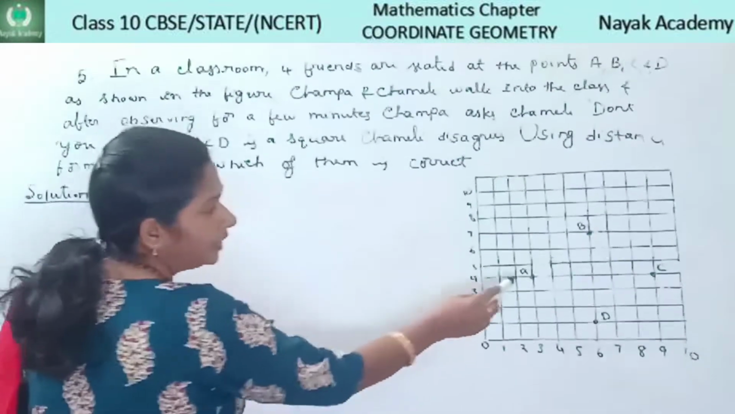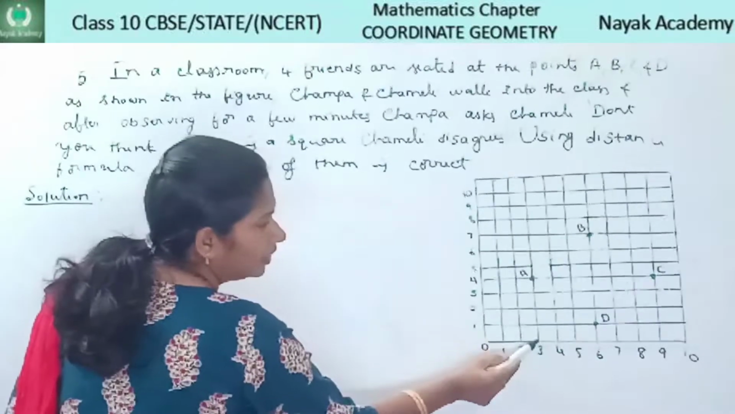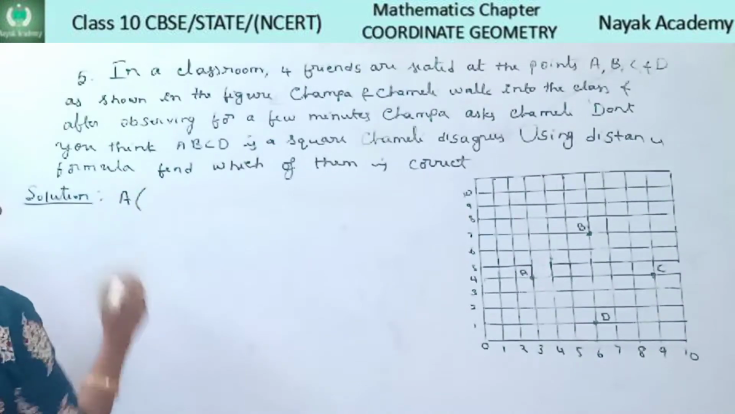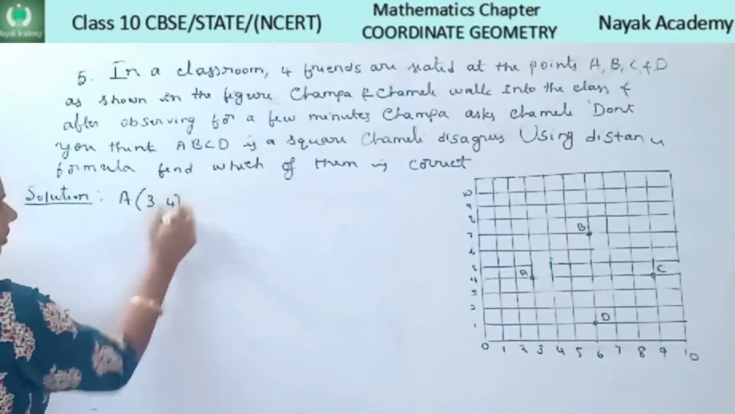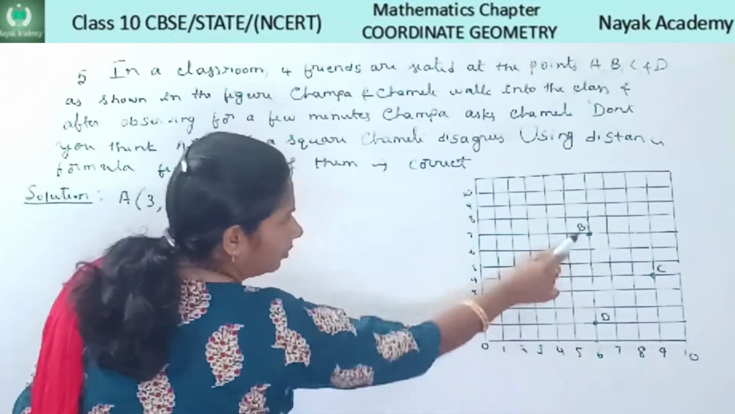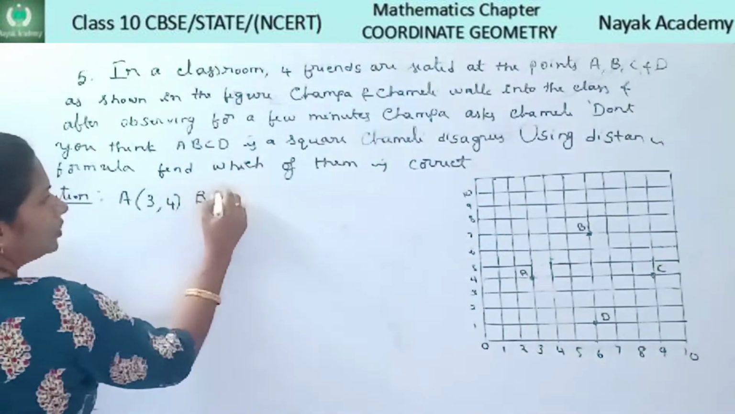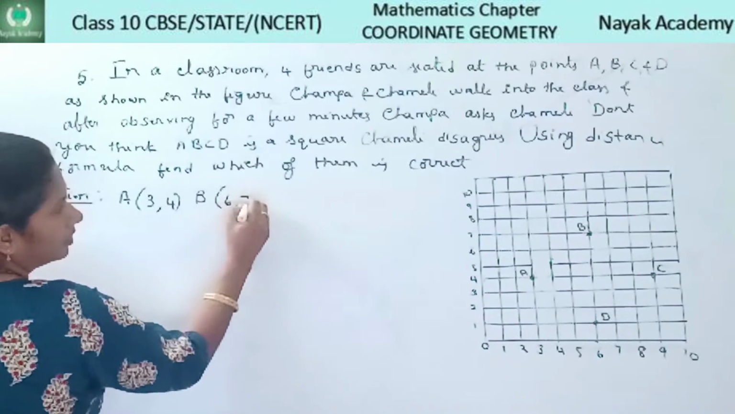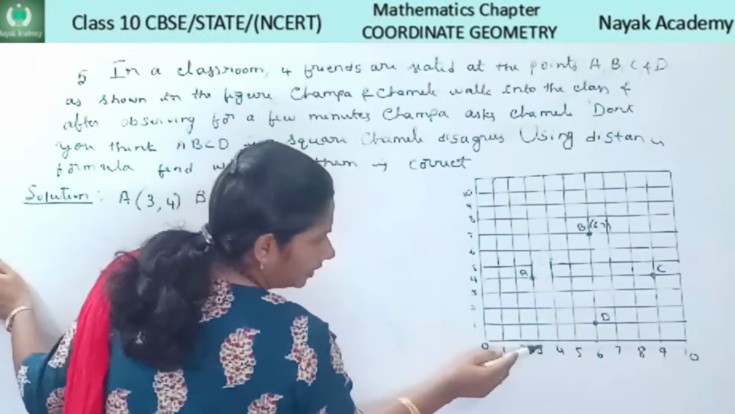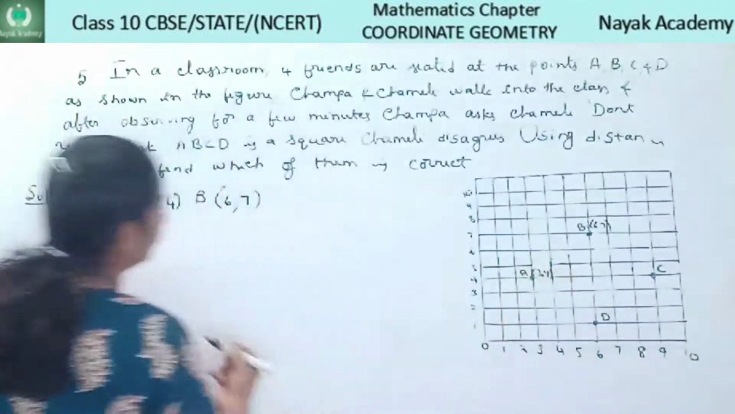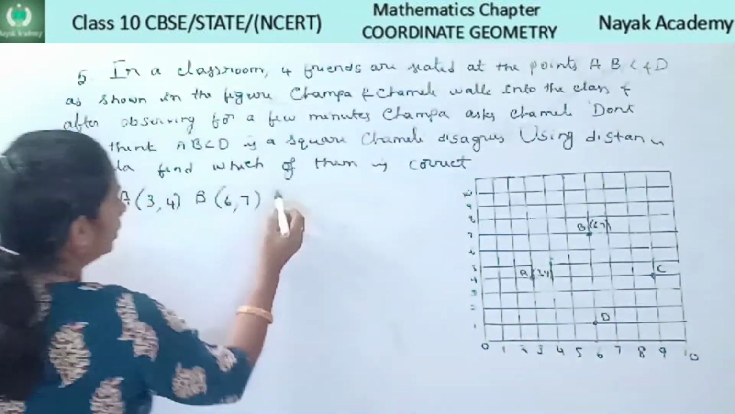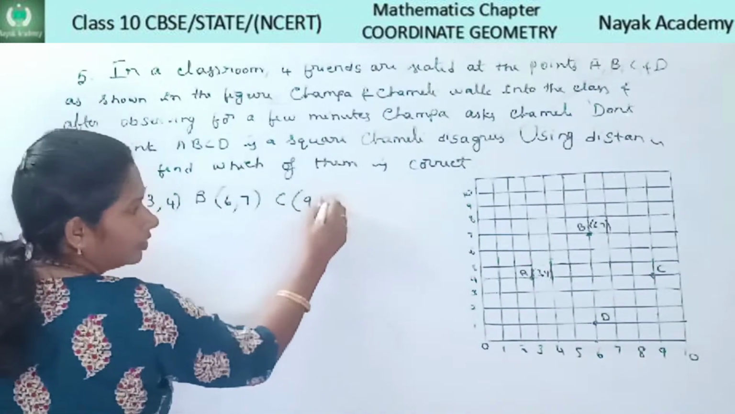Observe the figure where the point A lies. The x coordinate is 3 and y coordinate is 4. The coordinates of point A are 3, 4. Where the point B lies, 6, 7. The coordinates of the point B are 6, 7. The coordinates of point A 3, 4. And where the point C lies, 9, 4. The coordinates of the point C 9, 4.